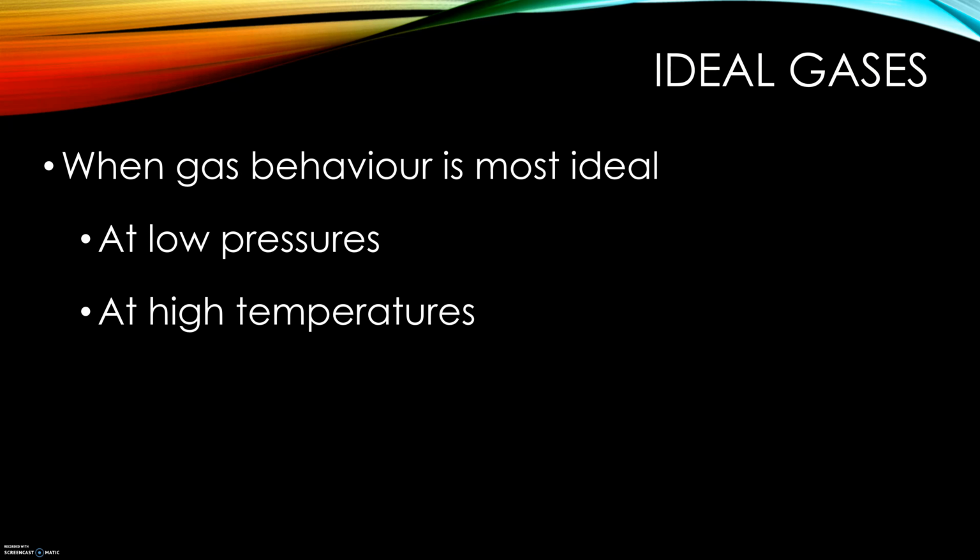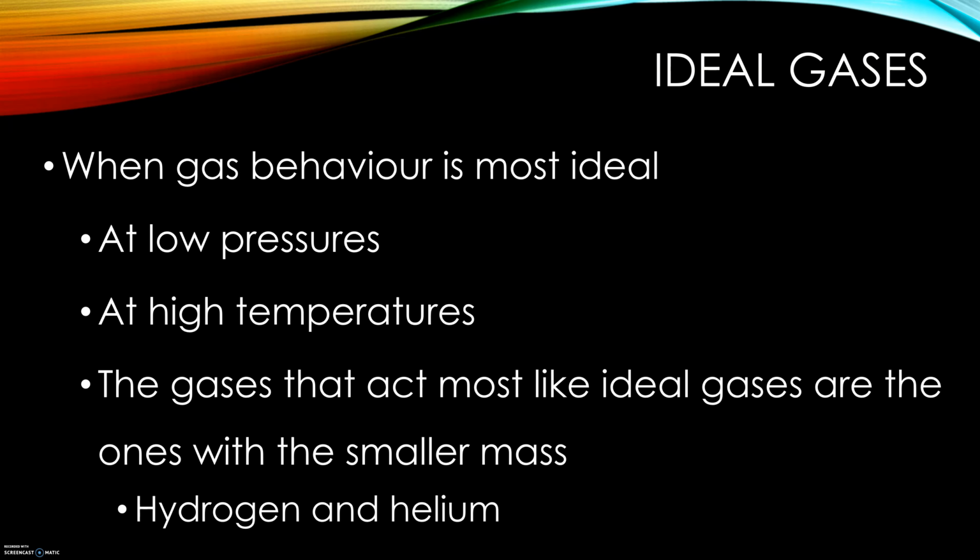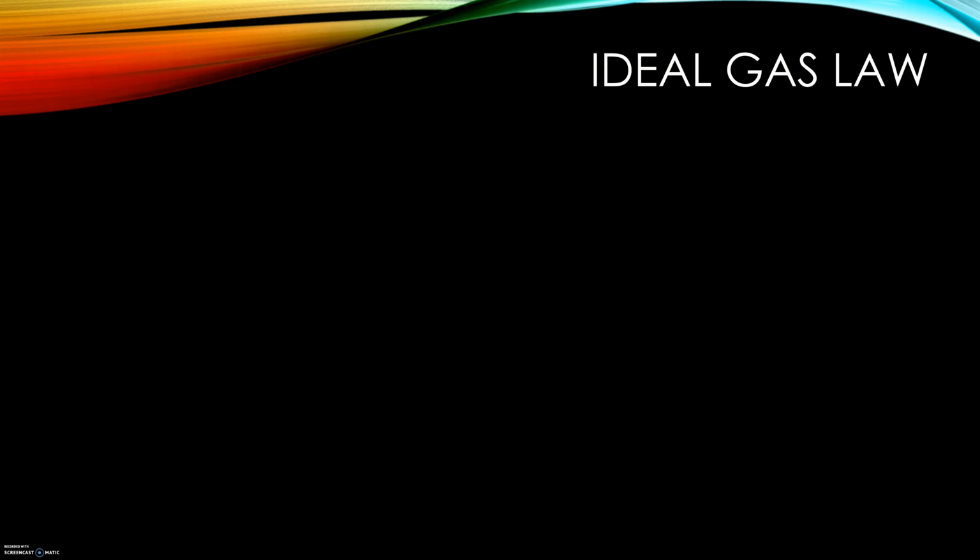Also, another condition that helps these gases behave ideally is if we're dealing with small particles, atoms with smaller masses such as hydrogen or helium. Those tend to be the cases in which we can reach an ideal gas. All right. So what does this come down to? Well, this comes down to a conclusion in which we can derive what we call the ideal gas law.